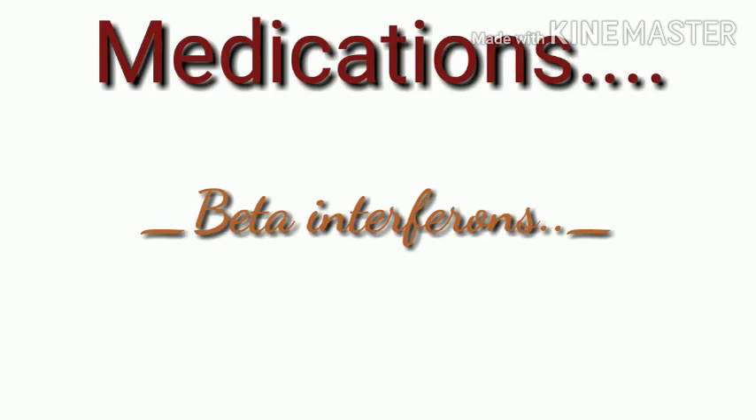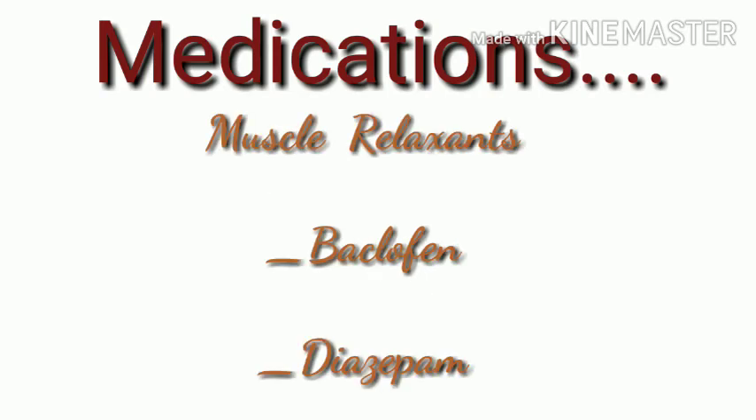Let us see what are the medications that we are administering for this multiple sclerosis. First of all, there is no typical medicine for this multiple sclerosis. We are providing symptomatic treatment only. Beta interferons are given to slow down the process of multiple sclerosis and reduce the number of attacks. Muscle relaxants are given to reduce muscle stiffness and spasm.